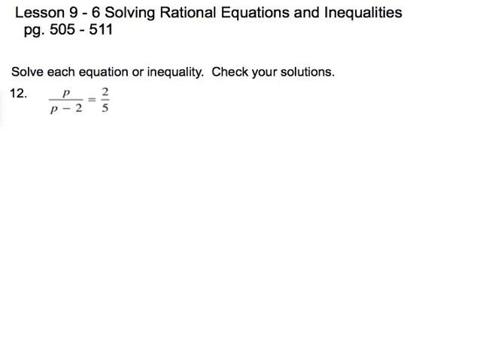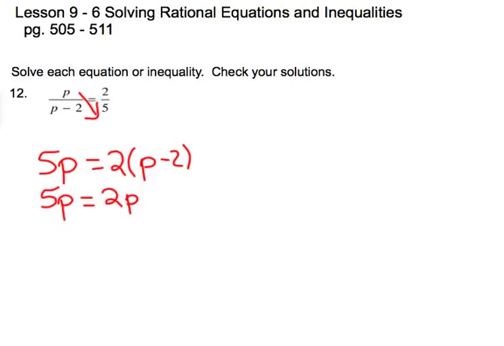So starting off, I picked problem number 12. 12 is a nice one because you have a fraction on each side. And when you have a fraction on each side, you can go in and cross multiply. So when I go in and cross multiply here, I'm going to be taking 5p, and that's going to equal 2 times the quantity p minus 2. So I get 5p is equal to 2p minus 4. Moving the 2p over, I get 3p is equal to a negative 4. P is equal to a negative 4 thirds. And when you plug it in and check it, you find out it does check.